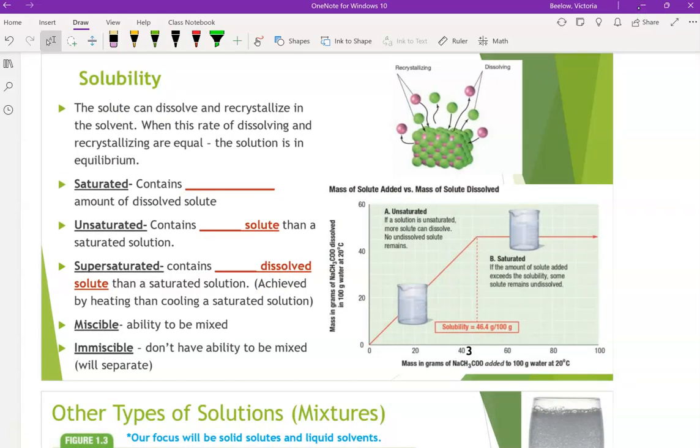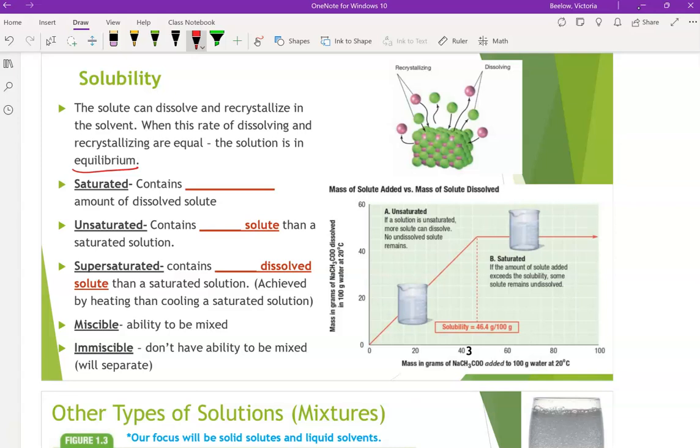So the solute can dissolve and recrystallize in a solvent. When the rate of dissolving and crystallization are equal, the solution is at what we call an equilibrium, okay? So it's forming, reforming, forming, reforming at the same rate. So that's how it's staying dissolved in the water.